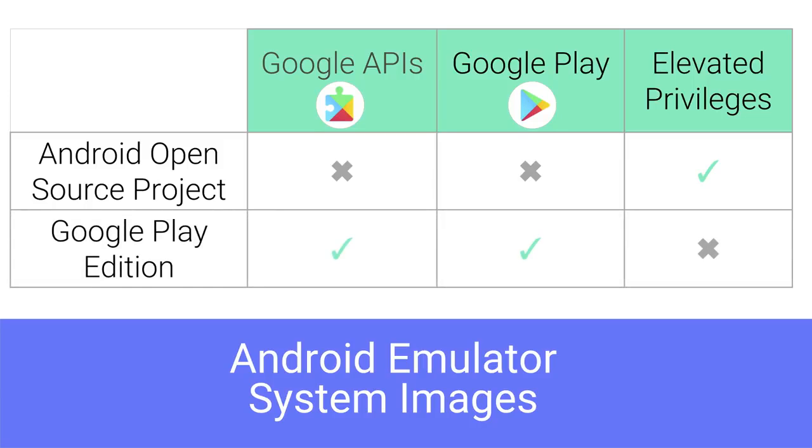But by adding the Google Play Store, we actually have a new variation of this called the Google Play Edition. What this means is we now digitally sign the system images, but that prevents you from having root access. So if you want Google Play and Google APIs, just use the Google Play Edition. But if you want the deep analysis and root accessibility, you still have the AOSP version that's also available.